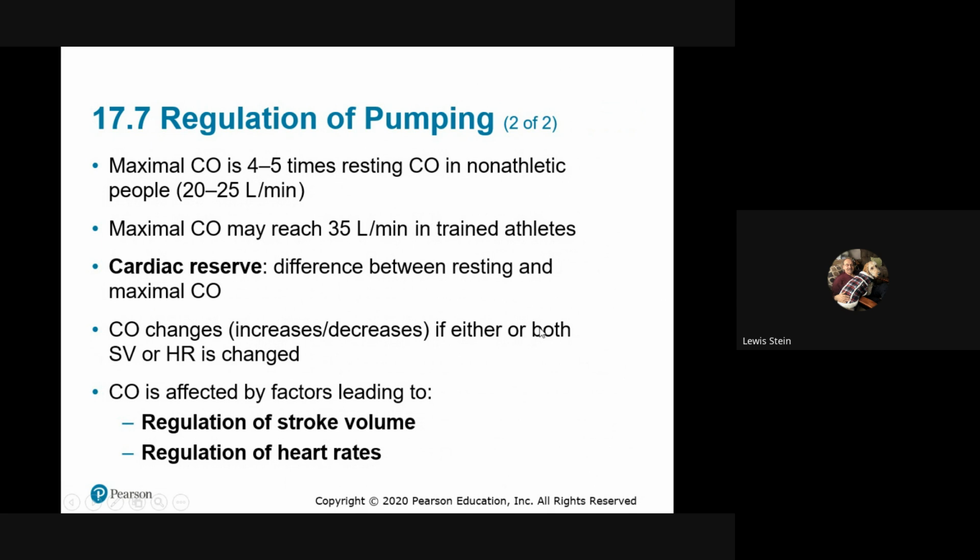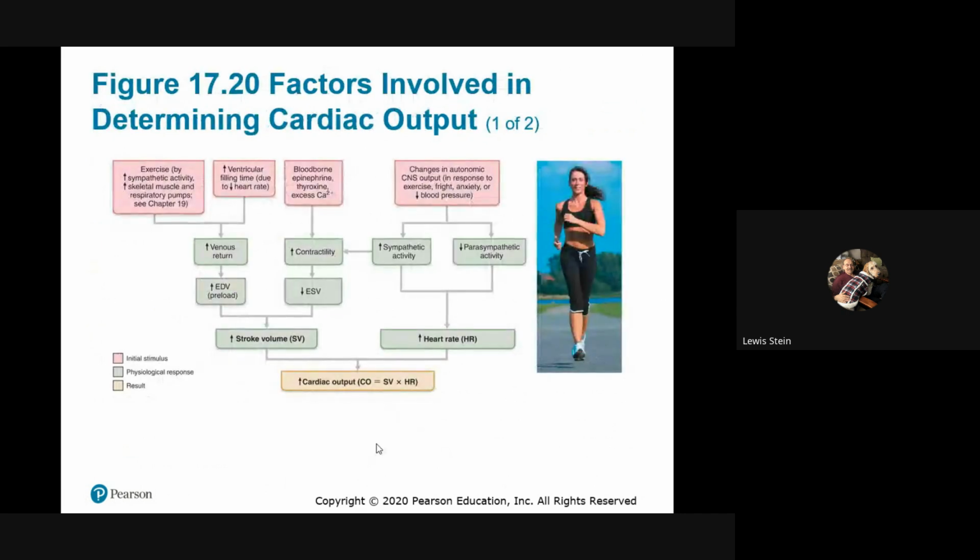So if either of these changes, stroke volume or heart rate, okay, those are the two factors. The stroke volume is typically a result of the pumping ability of the heart, and the heart rate has to do with that pacemaker system we spent some time talking about. And you can just look at these different things. It's a useful chart if you want to look at it.